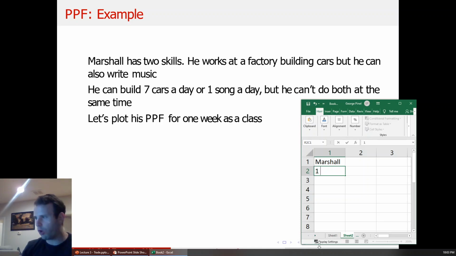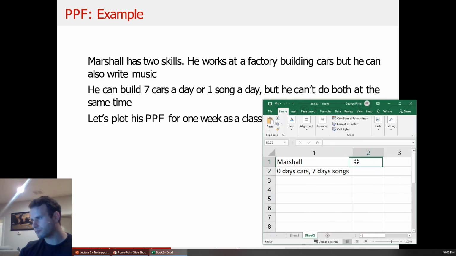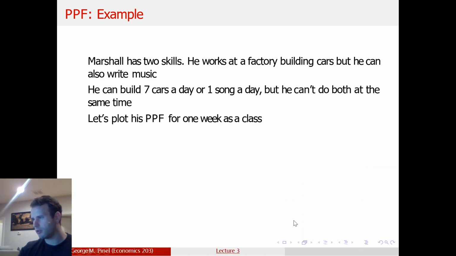Okay, so 1 day, I should start with 0 days, cars, 7 days, songs. So if you spend 0 days making a car and 7 days making a song, how many can you make of each? So I'm going to have cars made here. Oh, this is cars made. And songs made. Okay.